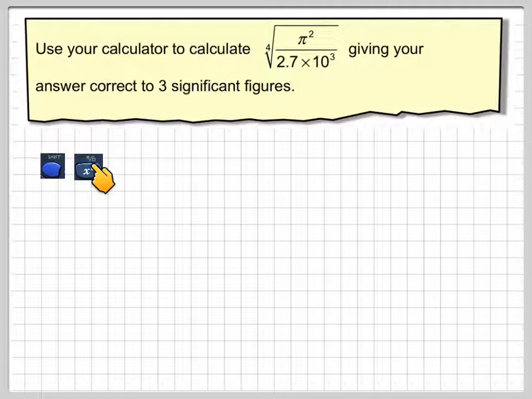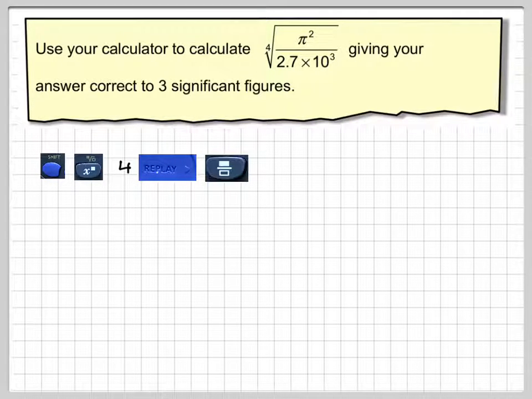a number. And then, because it's the fourth root, we need to put in 4. We need to press the replay button to take the cursor into the root sign. We're going to want a fraction button to introduce a fraction. And then we want the pi, so we're going to need to press Shift, and above the exponential, above standard form, is the pi button. So in the bottom row of your calculator, in the middle.